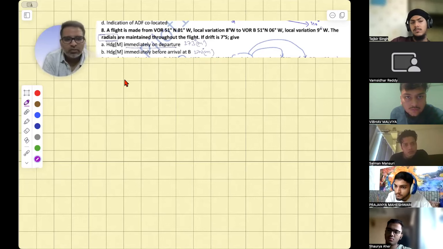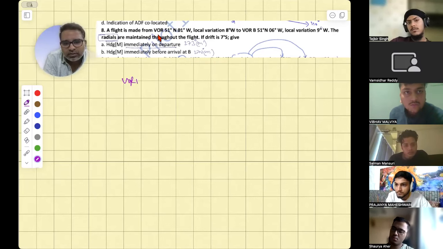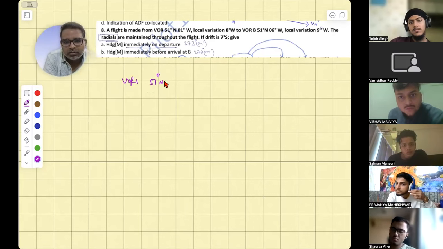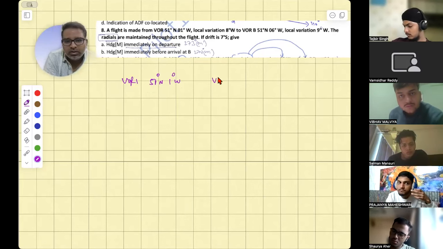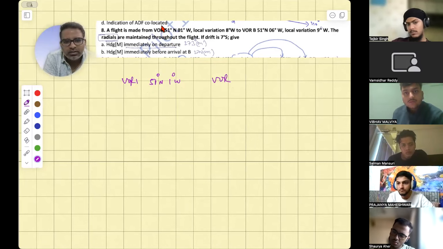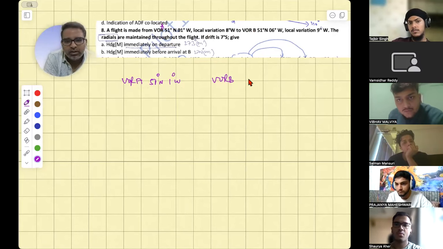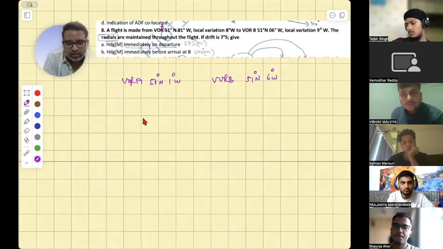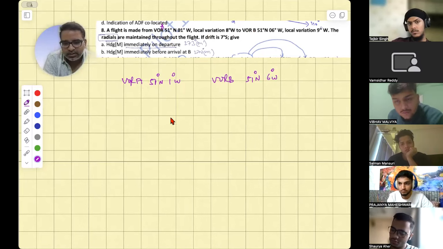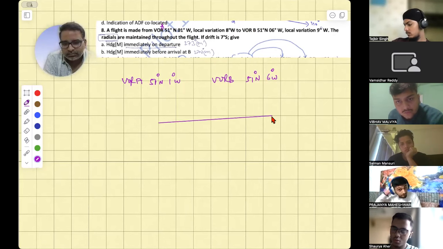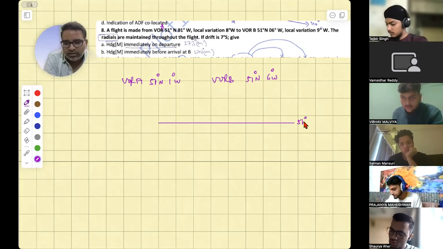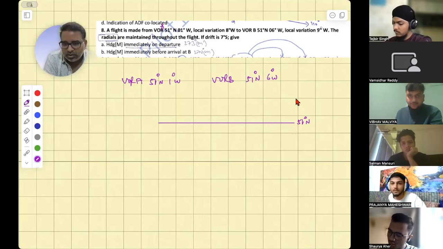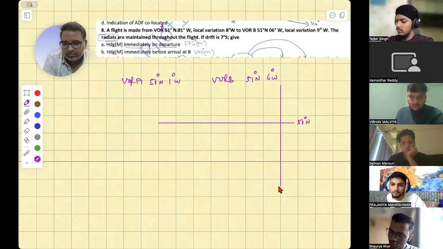Let's say VOR 1. Where is it? 51 degrees north, 1 degree west. Let's say this is VOR A because it is given as B. Where is VOR B? Same 51 degrees north, on the same parallel of latitude, at 6 degrees west. If this is my equator, this thick line, and this is 51 degrees north, and this is my prime meridian.